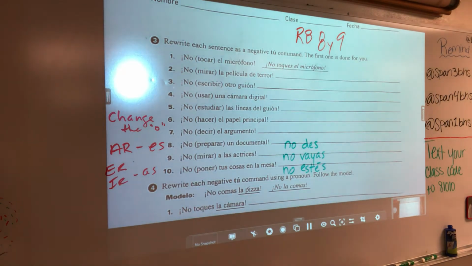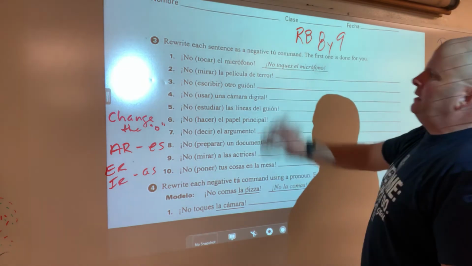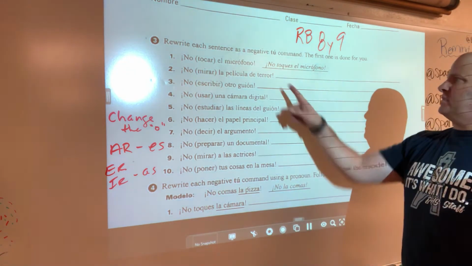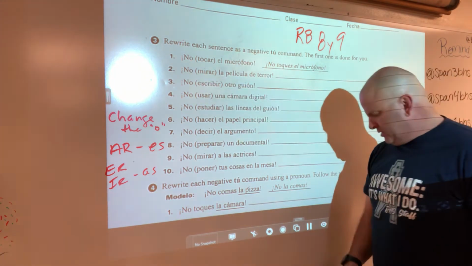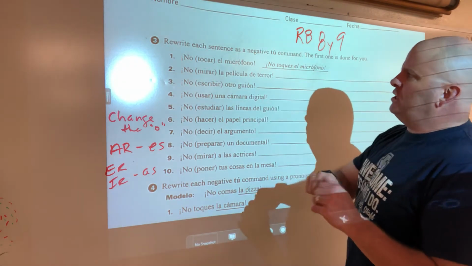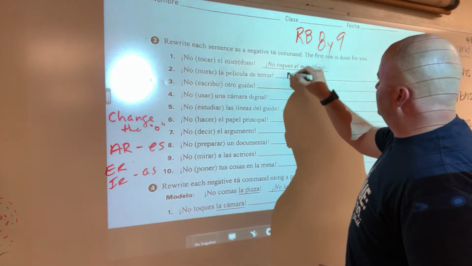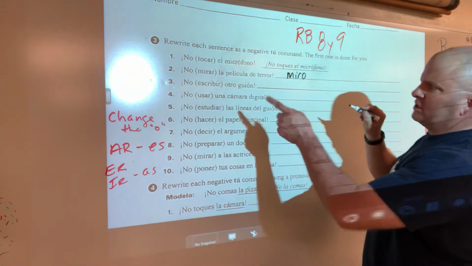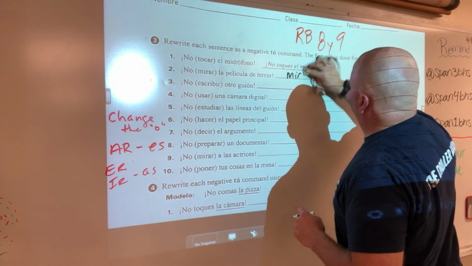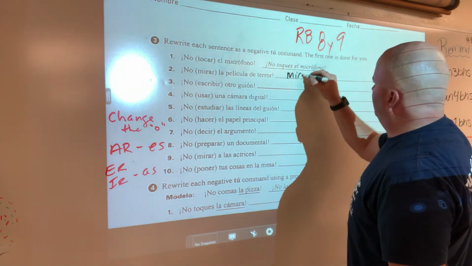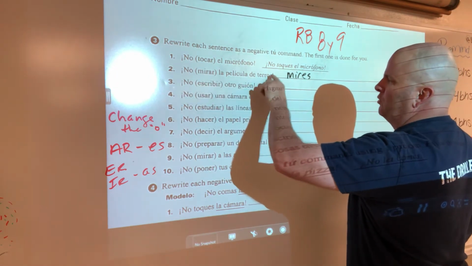All right. Actividad tres on the back. This is having you write out the whole sentence. If you just want to change the verb, I'm fine with that. Again, we're going to work off of the yo form. If I change mirar to miro, remember it's an AR verb, so I'm changing the O to ES. So my answer is no mires. My sentence will be no mires la película de terror. Don't watch the horror movie.